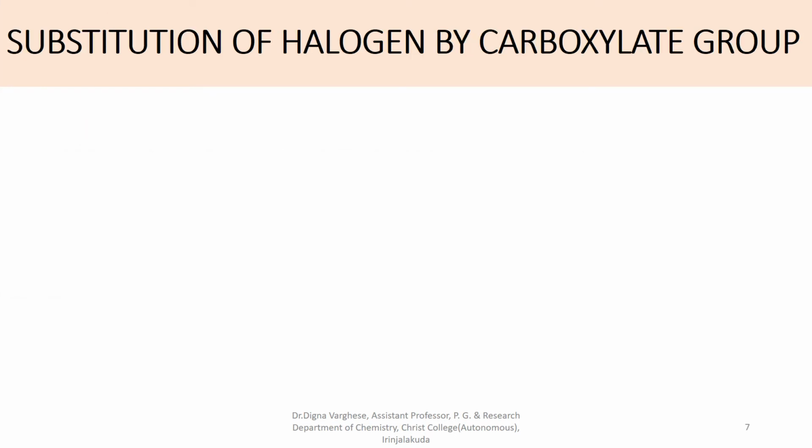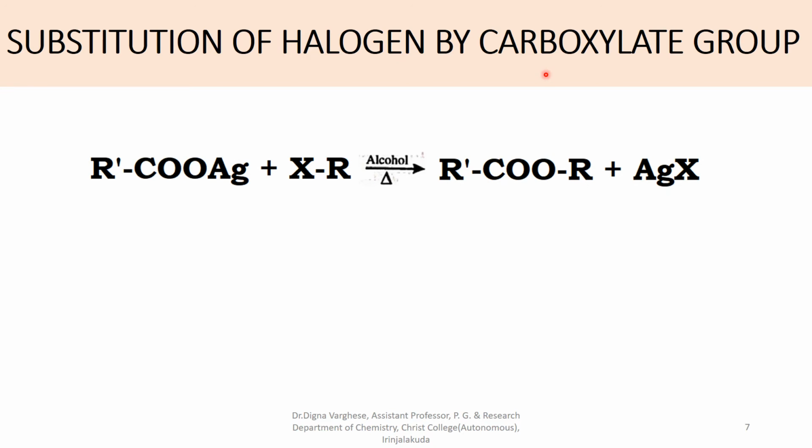Another reaction is the substitution of halogen by carboxylate group. We know the carboxylate group is COO minus. Here you can see the carboxylate group, that is, the silver salt of a fatty acid, reacts with alkyl halide in alcoholic medium.